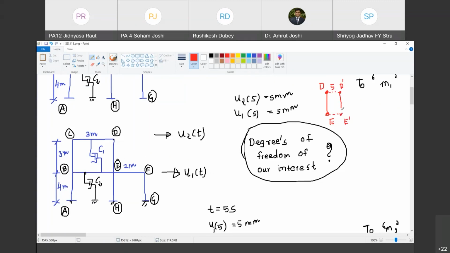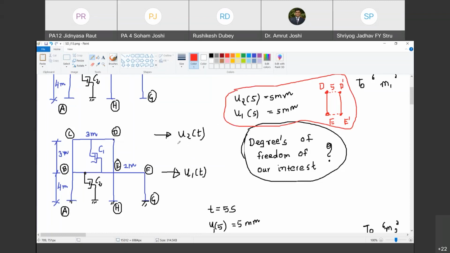Tell me, are stresses induced in this column? No, sir. Because it is like a rigid body motion of column DE. A car that moves by 10 mm doesn't introduce stresses in car parts because all the points are moved by the same amount. Are you with me? Yes, sir. So therefore, what is it that causes stresses in the column DE? Only when u2 of t and u1 of t are different, there are going to be stresses in the column.